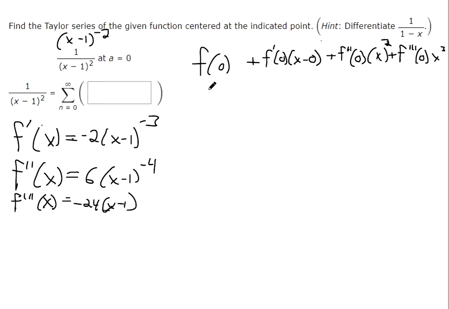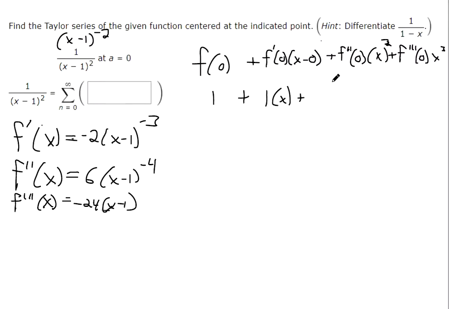Okay, and now if we actually substitute these values, if we plug in 0, 0 minus 1 gives us negative 1, negative 1 squared gives us 1, 1 divided by 1, this is 1. Here, if you plug in 0 into the first derivative, 0 minus 1 makes negative 1, negative 1 to the third is negative 1. Negative 2 times negative 1 makes a positive 1. This is x to the first power.